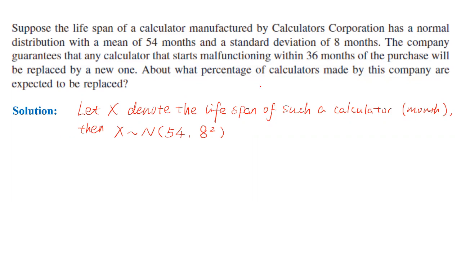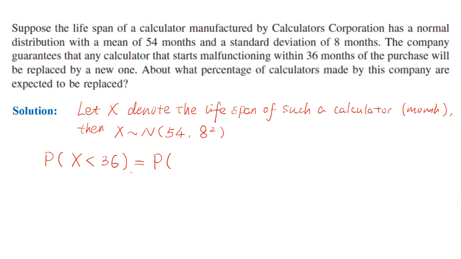That means for any given calculator, the probability of such a calculator being replaced is expected. So basically it asks you to find the probability that the lifespan is less than 36 months, right? Because when the lifespan is less than 36 months, you have to replace this calculator for your customer. Okay, so basically you have to calculate this probability.